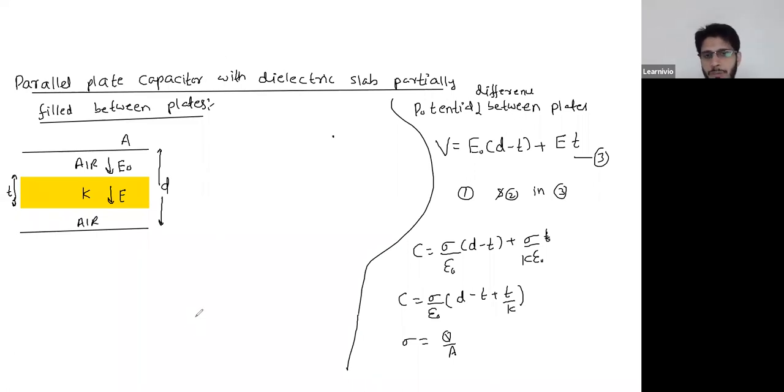If I substitute this sigma to be charge upon area, then this comes out to be C is Q by A epsilon naught, D minus T plus T by K. This is your C. Once you have C, get the value of potential. This is potential difference. This is potential.